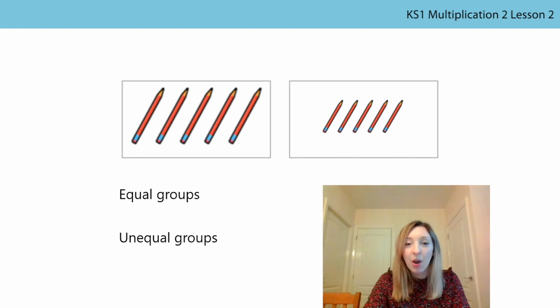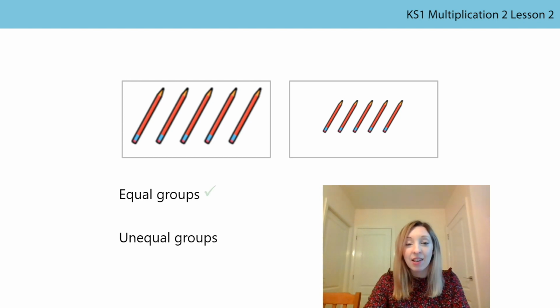No, it doesn't, does it? What we need to check to see if they are equal or unequal is how many pencils are in each group. The size of the pencils doesn't matter. So what do you think? Do you think they are equal or unequal groups? If there's the same number of objects in each group, then the groups must be equal. If there is a different number of objects in each group, then they must be unequal. What do you think?